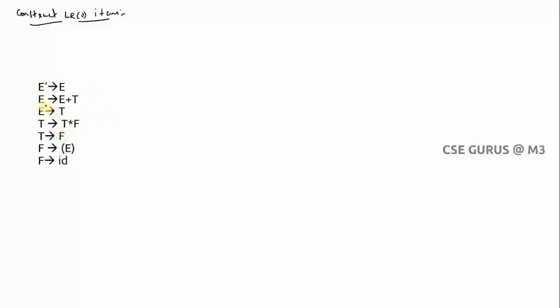First, I take all the productions of the grammar in one box. I call it I0. Now you have to go to the right-hand side of each production and keep a dot at the leftmost position, like this.